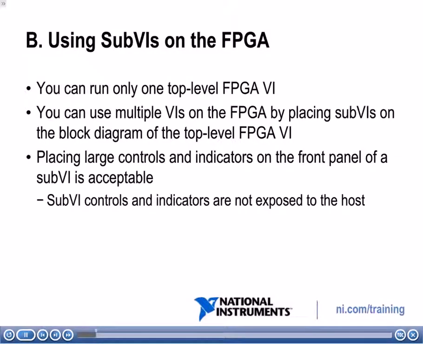So you can run only one top-level FPGA VI. However, you can have several Sub VIs. Remember before when we were talking about how it's bad to put large controls and indicators on a front panel? Well, that only applied to the front panel of a top-level FPGA VI. If you're using an FPGA Sub VI, you can place large controls and indicators on it. The reason is that Sub VI controls and indicators are not exposed to the host. Only the controls and indicators on your top-level FPGA VI are exposed to the host.